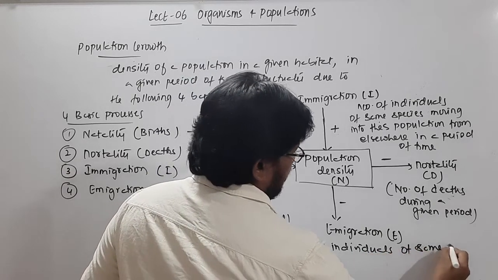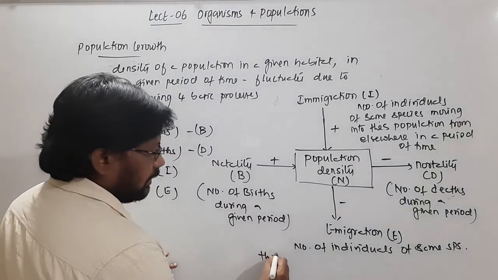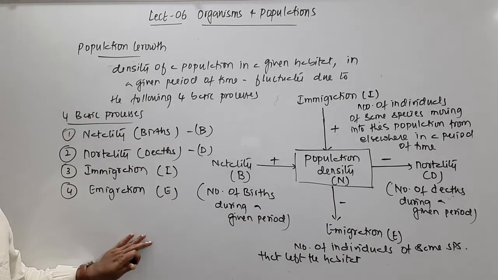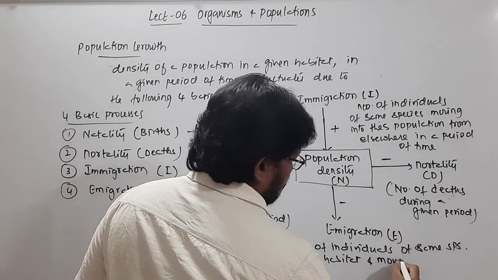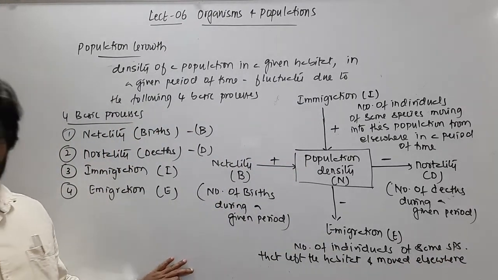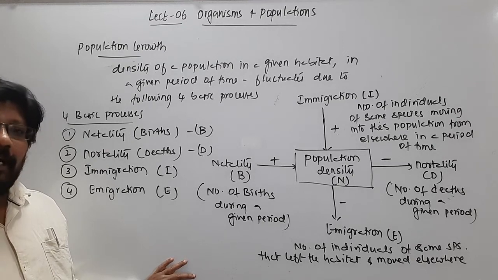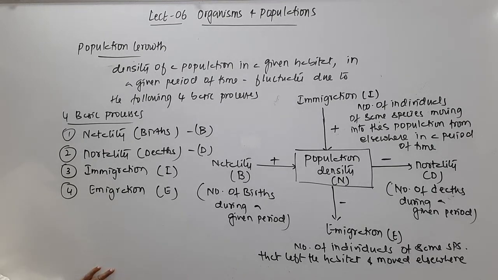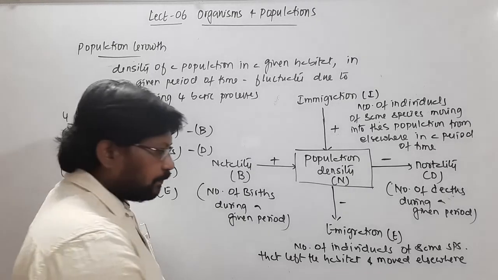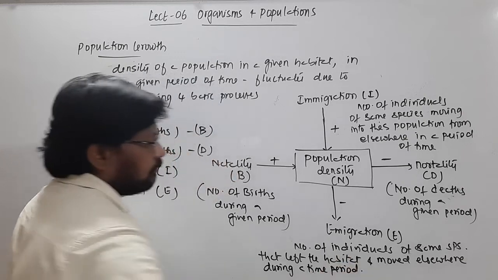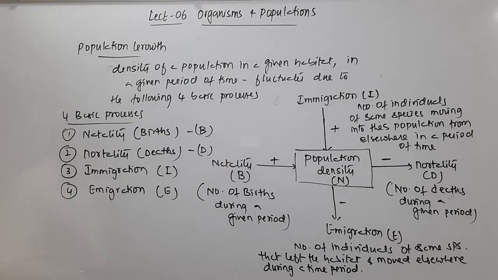And emigration is the number of individuals of the same species that left the habitat, so that left this habitat and moved elsewhere. They have gone to some other location. So in that case, their population density will increase, and here this population density will be decreased. So during a time period is what we need to consider for emigration.